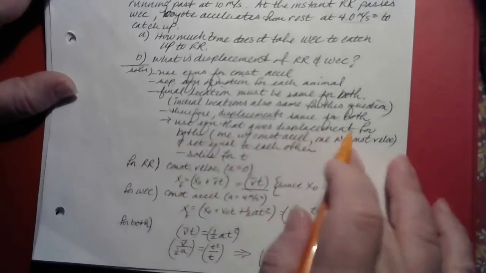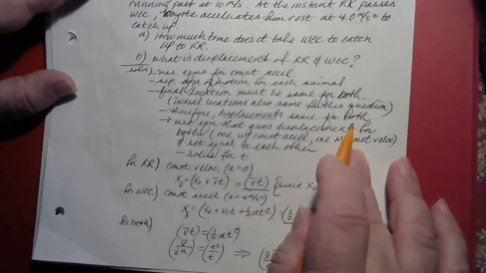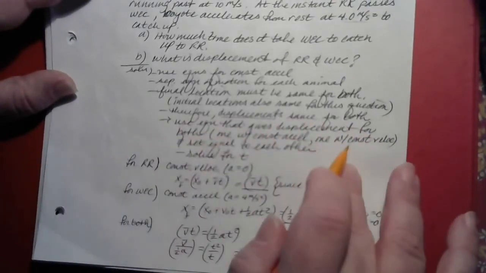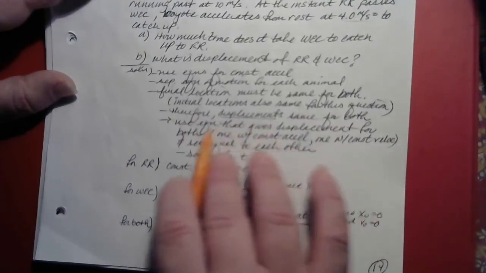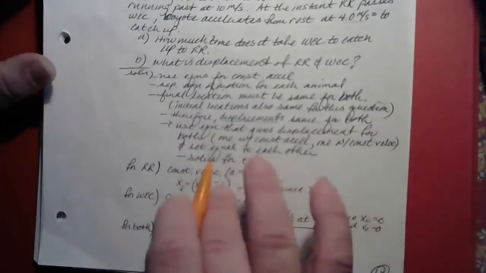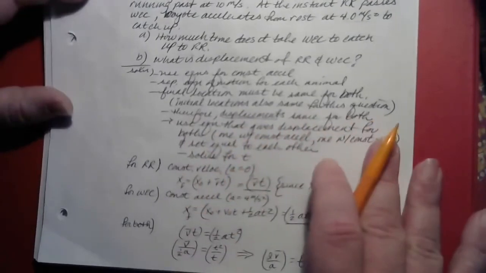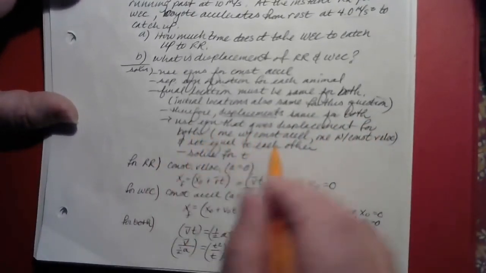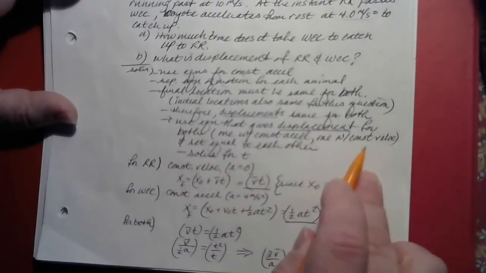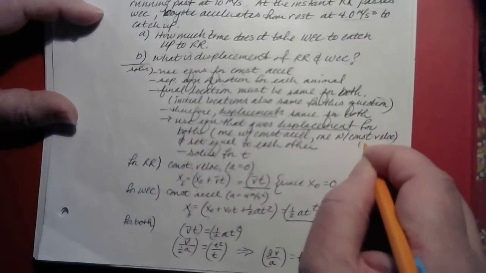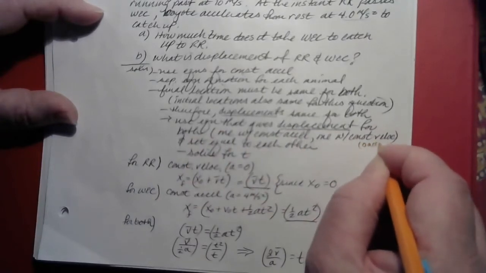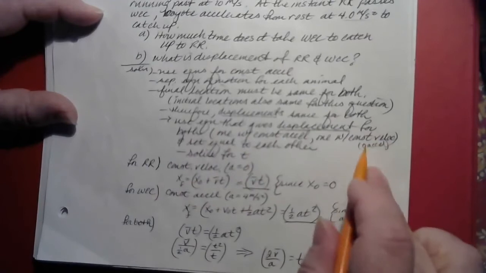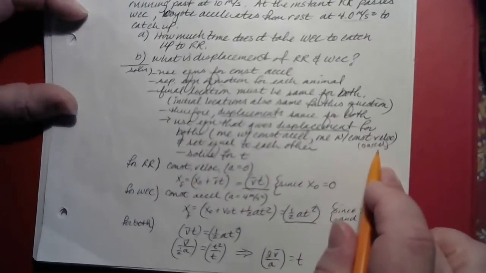Okay, so the displacements will be the same for both, is what that means. Their initial location is the same and their final location is the same. That means that the change in locations, or in other words, their displacements, must be the same. So you want to use the equation that gives displacement for both, one with constant acceleration, one with constant velocity. But remember, constant velocity is just another way of saying 0 acceleration, and set them equal to each other. And then you can solve for t.